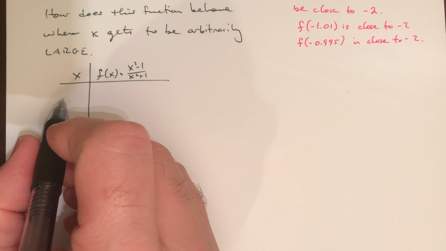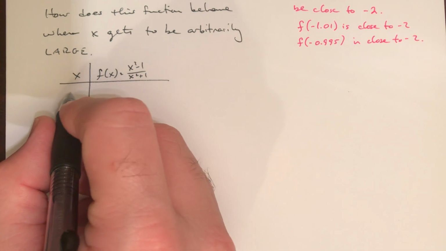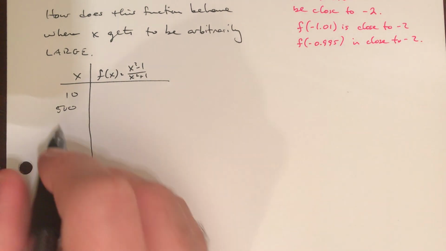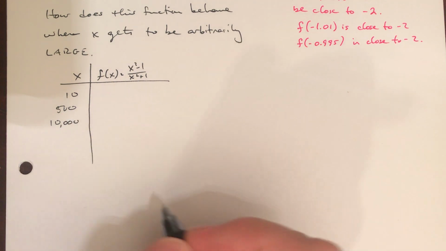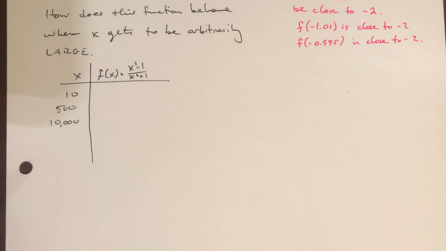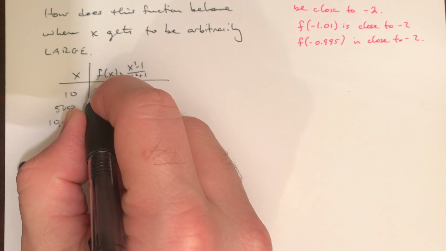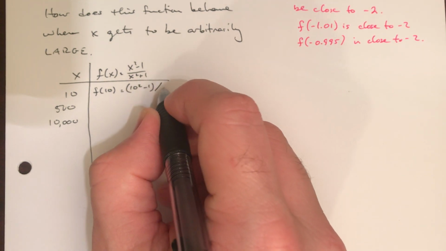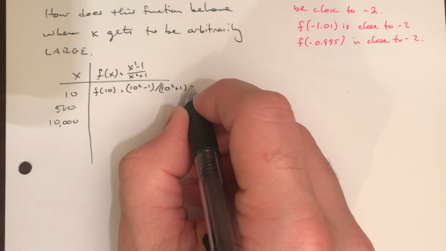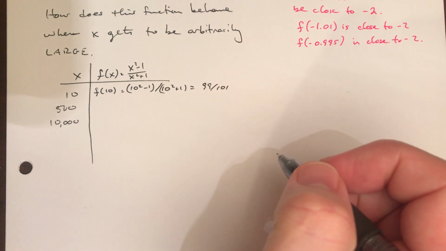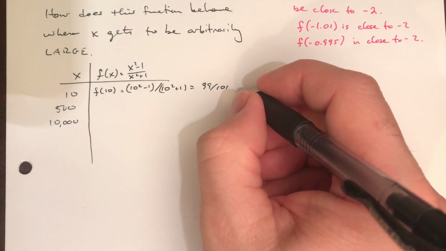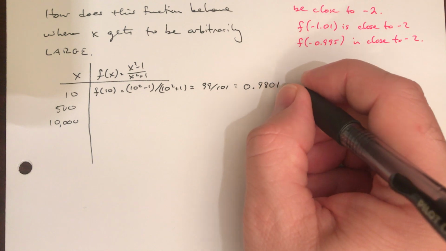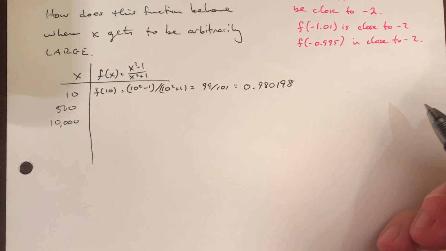And we're going to plug in some very large numbers for x. So maybe 10 is pretty big. I don't know, maybe 500 is pretty big. Maybe 10,000 is pretty big. And so f of 10, 10 squared minus 1, divided by 10 squared plus 1 is 99 over 101. And when I plug that into my calculator, I get 0.980198, at least out to, what is that, 6 decimal places.